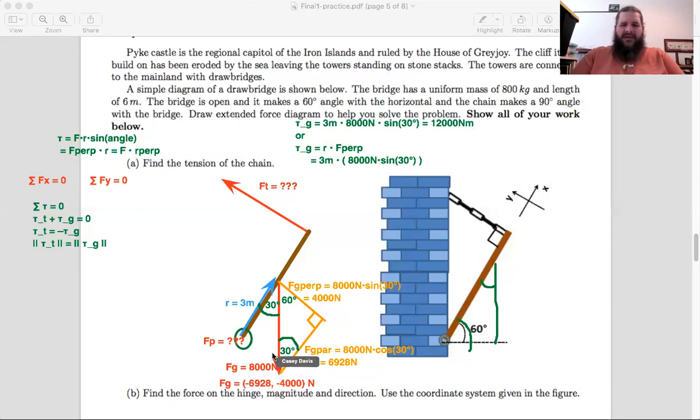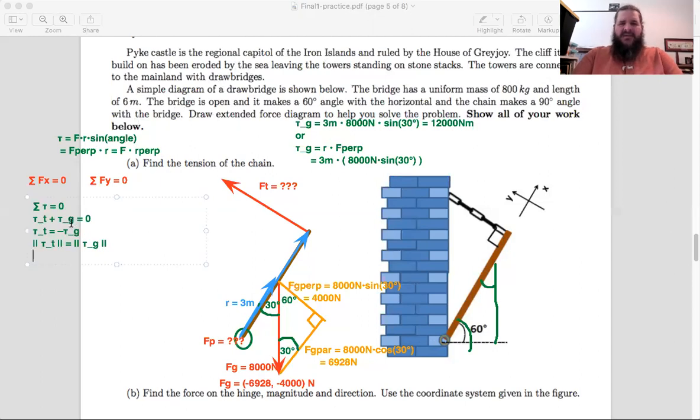And with that, I think we have all the information we need to work out torque. Torque from tension is going to be the force times the radius. Also, what's the angle between this radius and this force for tension? Yeah, the drawbridge and the force of tension, the chain, make a 90-degree angle as shown in the original diagram. So in that case, we can just say force of tension times radius times sine of 90, and sine of 90 is 1. So that will be torque from tension.